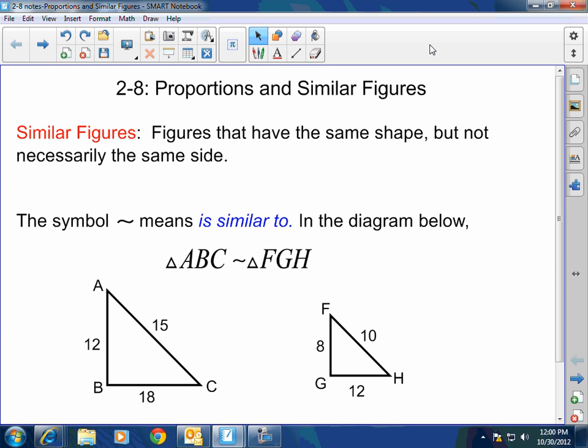We're talking about proportions and similar figures. Very important for geometry, very important for algebra, very important for everyday life. I use proportions actually a lot in my own personal life. I do a lot of handy work around the house and whatnot, and I use a lot of proportions.